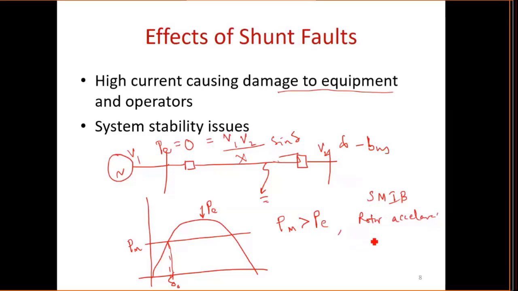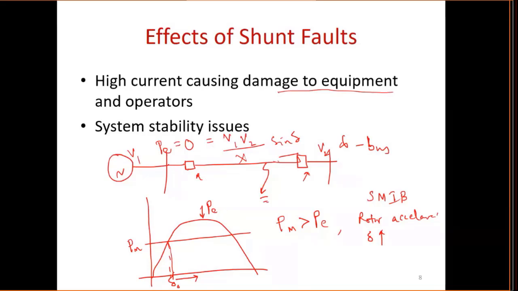So as the rotor accelerates, your delta increases. This is the rotor angle, so your delta will increase. Okay. As your delta increases, if there is no protection mechanism, that is, these two circuit breakers do not isolate this fault, then it will go on increasing and the rotor angle of the generator will become unbounded. Unbounded means it will go out of step, out of synchronism from the system, right? Okay.